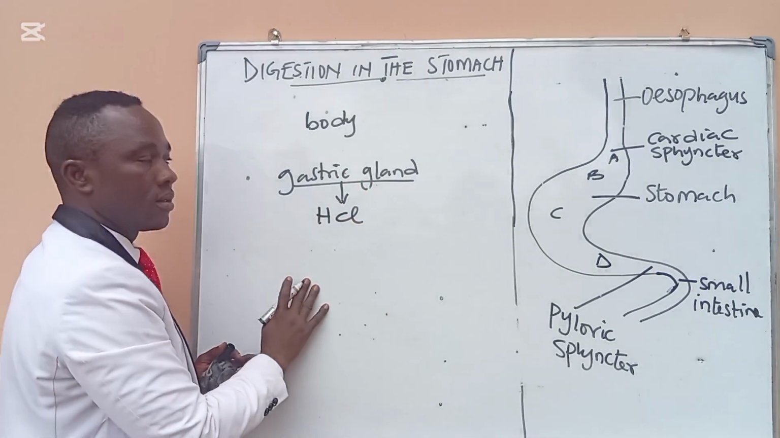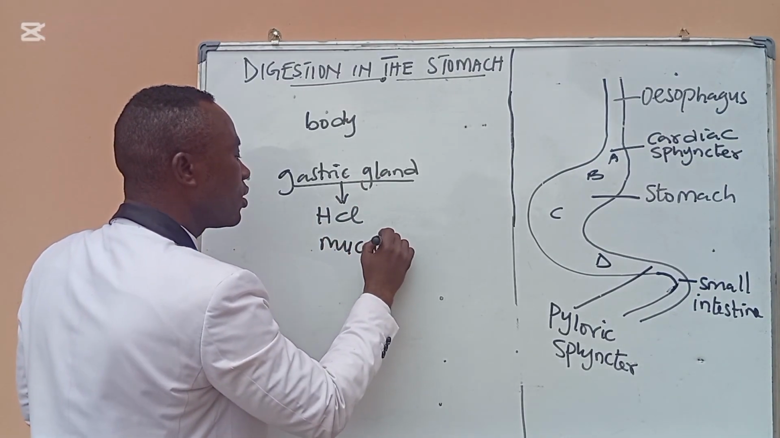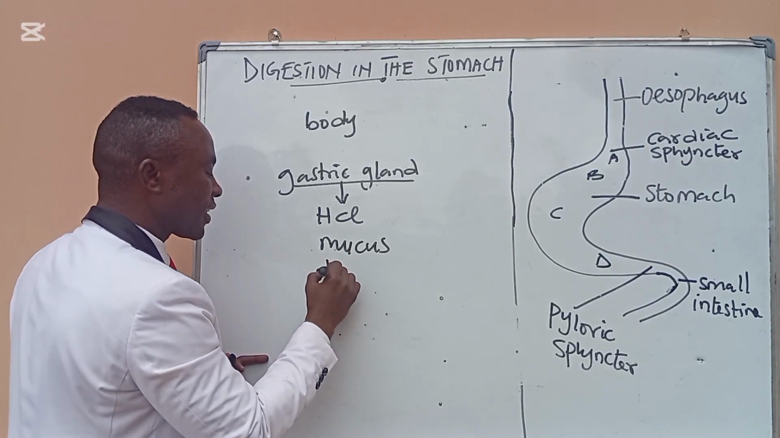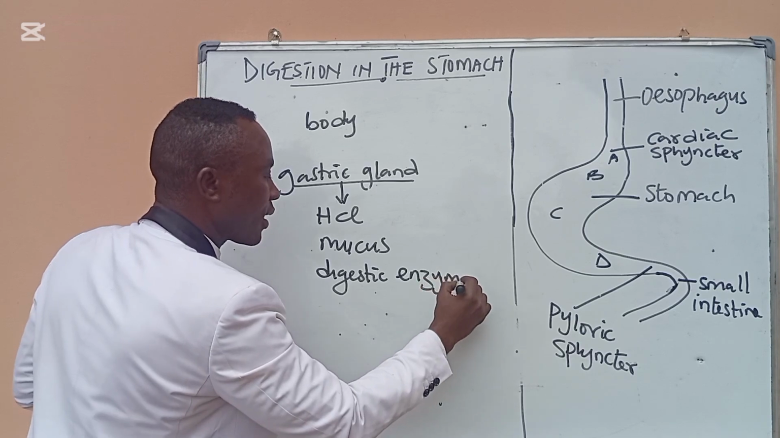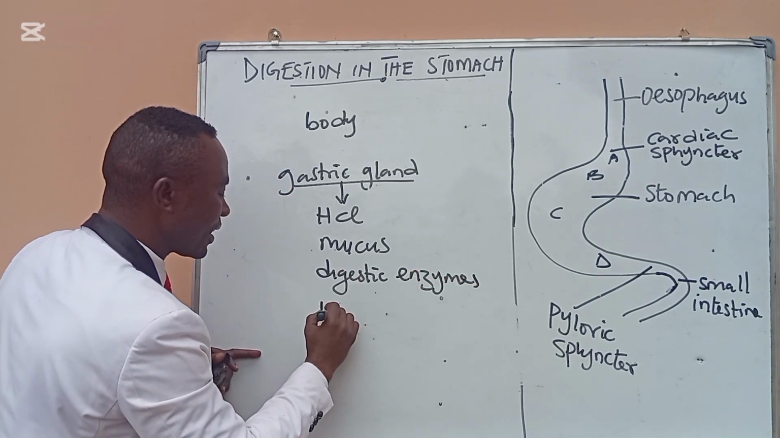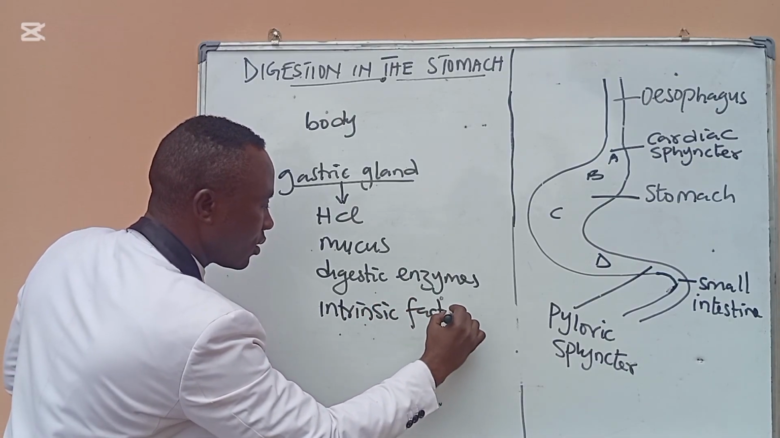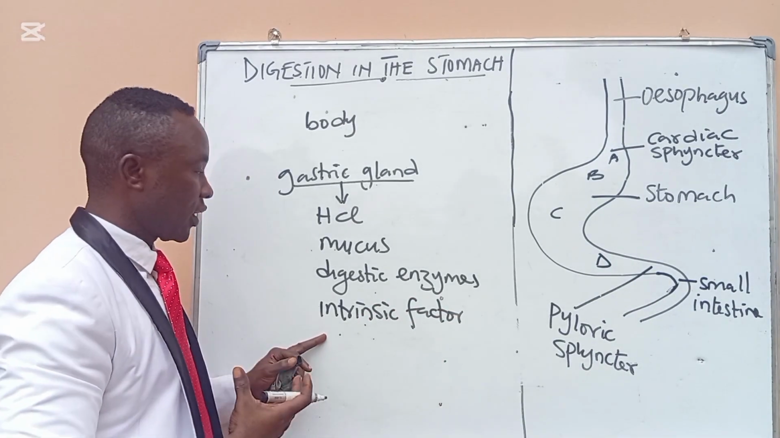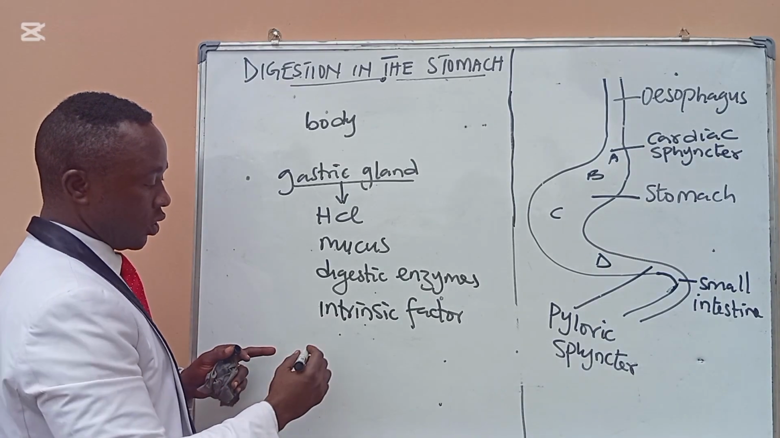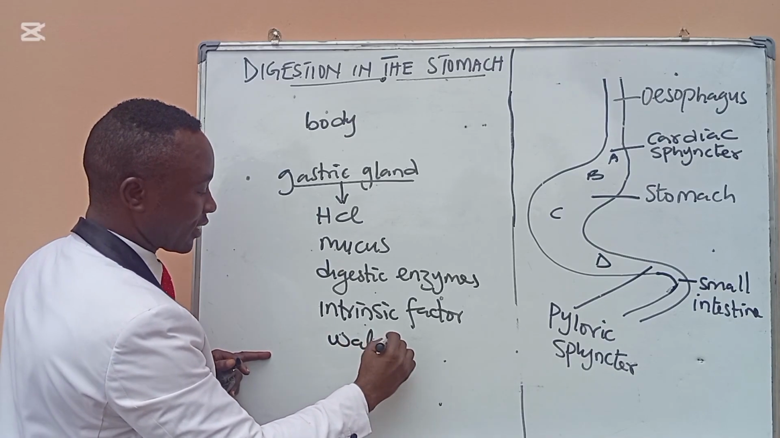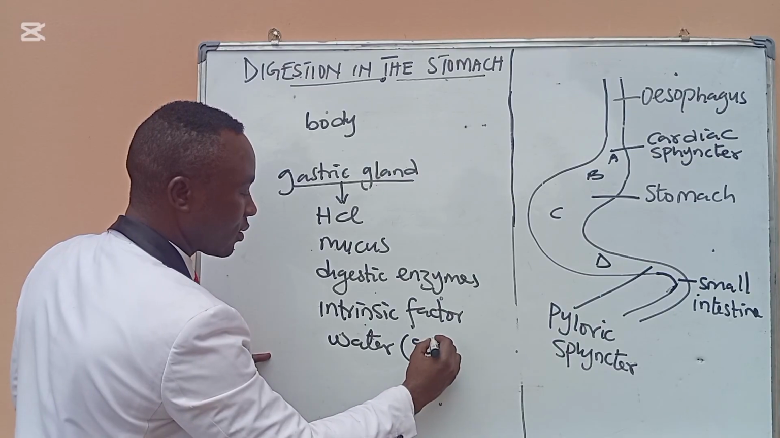The gastric gland also secretes mucus. The gastric gland also secretes digestive enzymes. It also secretes intrinsic factor. Intrinsic factor is a glycoprotein. Okay, that is the secretions. Now, it also contains water. The secretion also contains water, about 90% water.